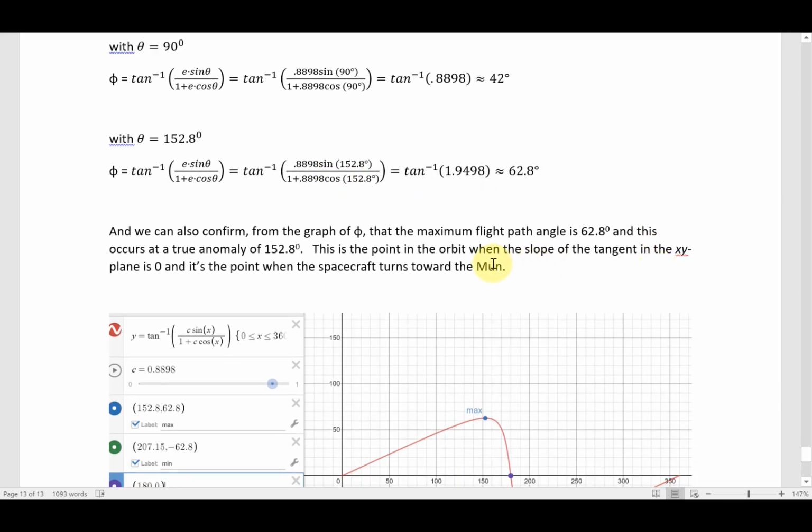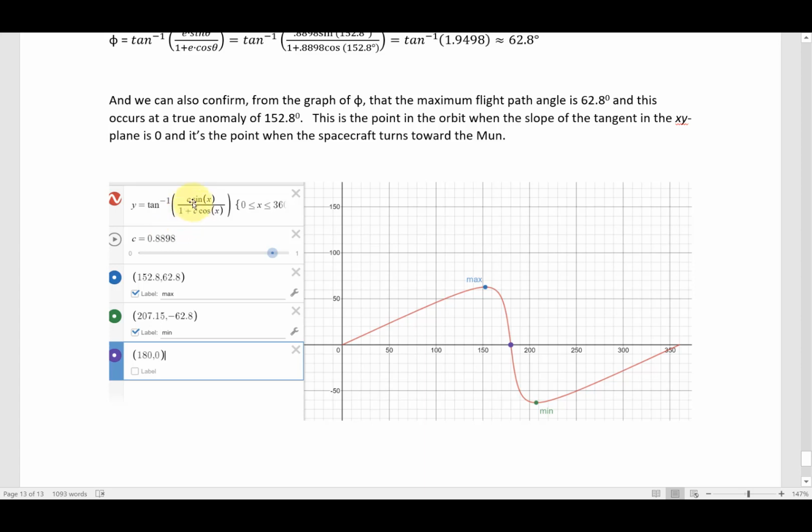So we can confirm from the graph of phi. Here I am graphing it in Desmos. I couldn't use E as a parameter, so I used C for the eccentricity. I set it to 0.8898 and graphed the flight path angle and found a maximum. So probably in practice we would only think from 0 to 180 and then start again on the other part of the trajectory back to the planet. But we can confirm from this graph that the maximum flight path angle is at 62.8, and this occurs when the true anomaly is 152.8.